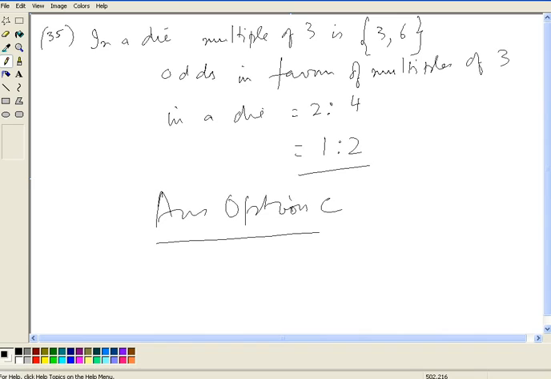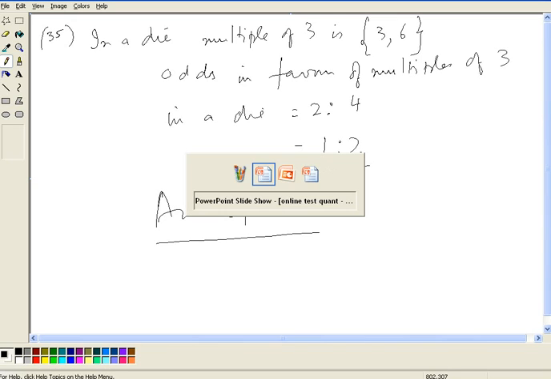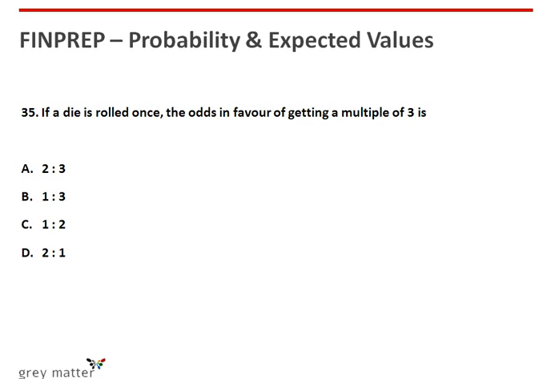So the ratio, that is odds in favor of a multiple of 3 in a die, would be 2 is to 4, or that is 1 is to 2. So the option is C. Going to our PowerPoint presentation, it is C option, which is 1 is to 2.